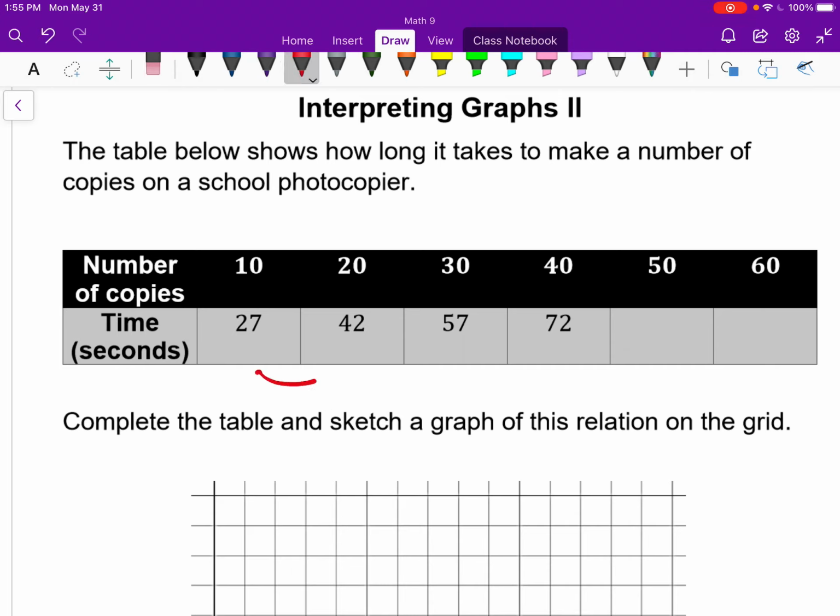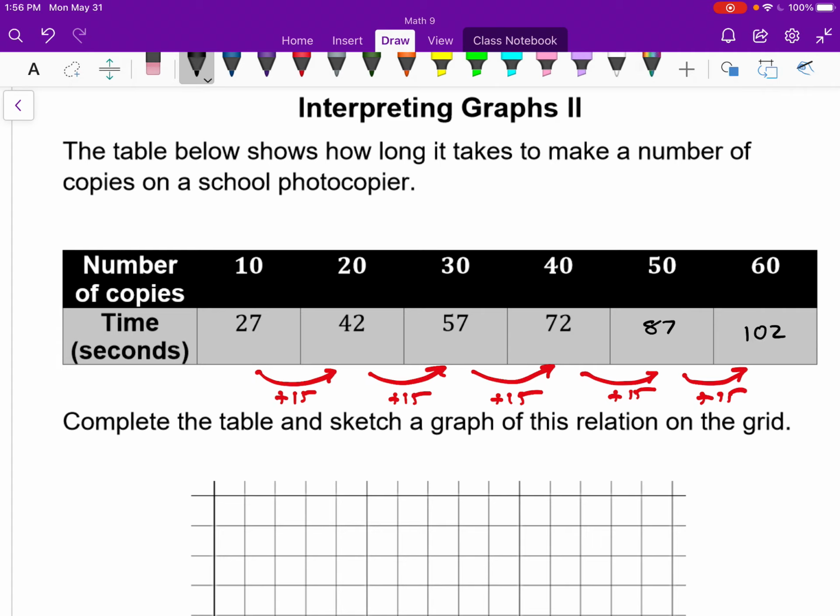And I think the most natural thing is to look this way and see what's happening as we go this way. And as I go this way, I can see I'm adding 15 every time. 42 minus 27, or 57 minus 42, or 72 minus 57, it's always 15. So I'll just add 15 again to each of these. And then I can complete my table. So 72 plus 15 is 87. Plus another 15 is 102.